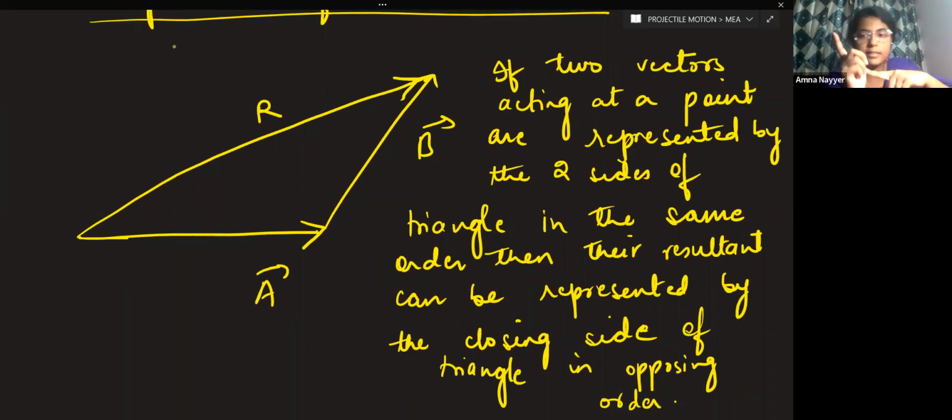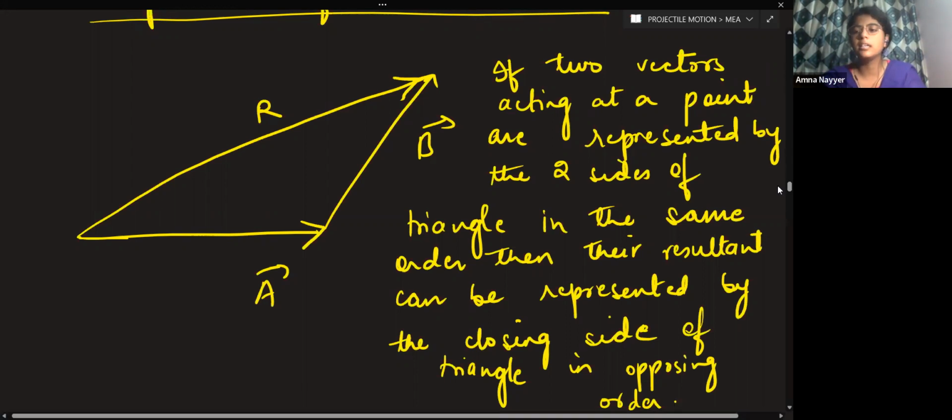Got it? Two vectors are there. They are acting at a point, and these two vectors are representing the adjacent sides of a triangle. Initially, I had drawn a triangle. From that very triangle, I had cut one of the edges. Now, if these represent the adjacent sides of a triangle, then the resultant is given by the closing side, but taken in opposite order. You can see head and head are coinciding. This time you don't have to complete it in the opposite way, you have to take the opposite order. So same order vectors, resultant opposite order, and two vectors should represent the sides. This is what is meant.